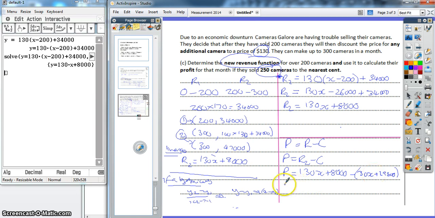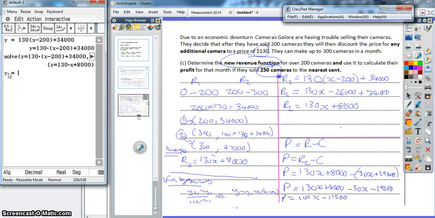Okay, again, you could just use your calculator to simplify that, or you could do it algebraically, or indeed you could just leave it like that, because either case it'll still be the same equation. So I'll simplify it now. 130x plus 8,000 minus 30x minus 19,500 gives me 100x minus 11,500. You can use your calculator again if you like to do things like that algebraically. 130x plus 8,000 minus brackets 30x plus 19,500. There we go. Y equals 100x minus 11,500, which is what we've got there.